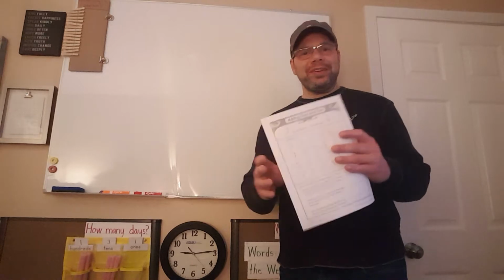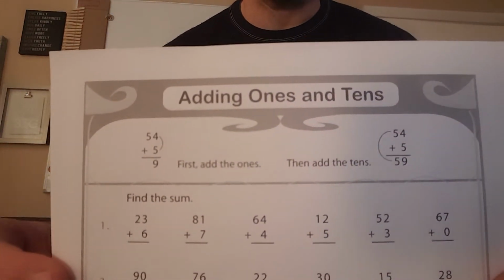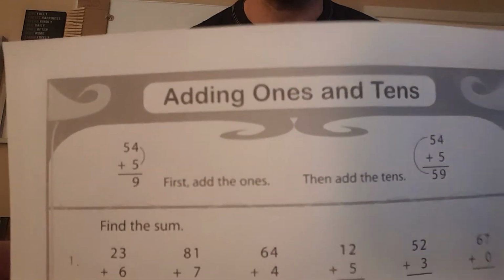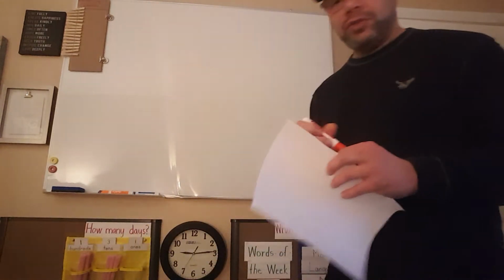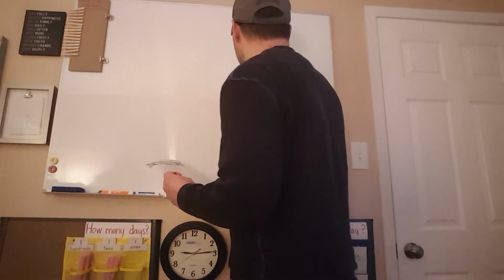What we're going to be doing today is adding ones and tens. And you see by the example up there what we're talking about. So let's go over that first example they have here. Okay, so the example they give here is 54 plus 5.